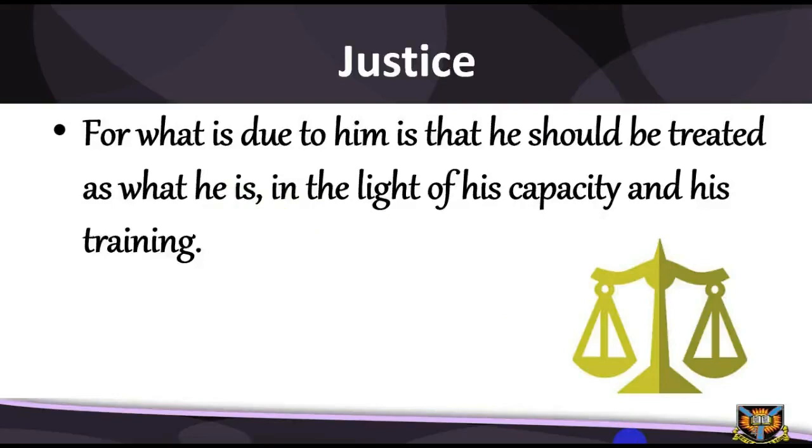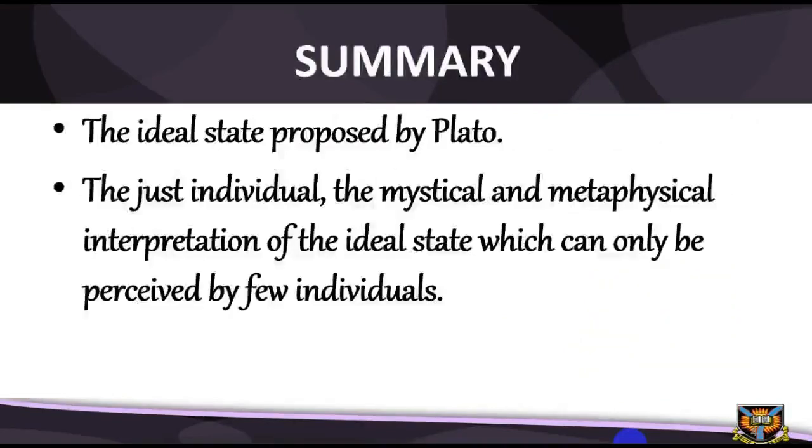Summary. In this study session, we learned about the ideal state proposed by Plato. We also learned about the just individual, and the mystical and metaphysical interpretations of the ideal state, which can only be perceived by few individuals. We also discussed the classification of individuals given their faculties and abilities. In this session, we also learned the meaning of justice to mean giving to every individual his due.